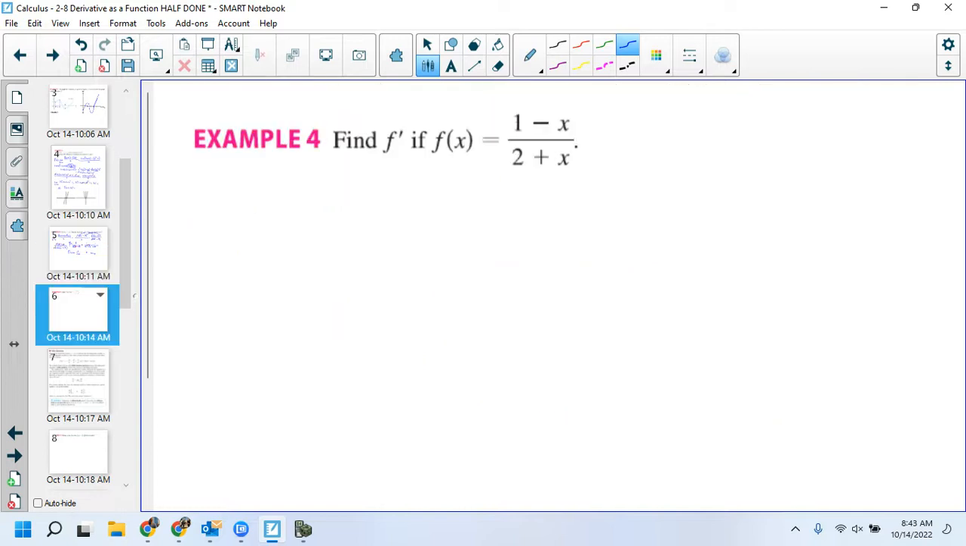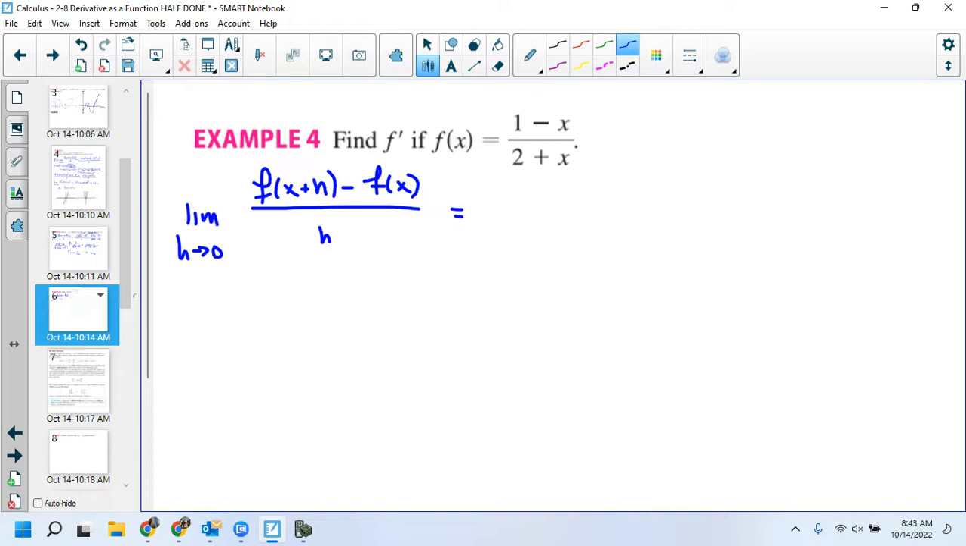Good there. Let's take a look at this one now. This one's a fun one. Got to get out my notes for that. So find f prime, find the derivative. So we say the limit as h going to 0 of f of x plus h minus f of x all over h.